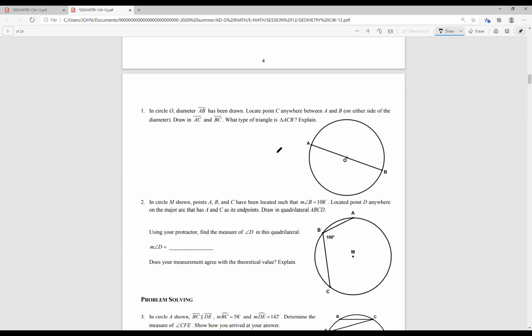Okay, what type of triangle is ACB? C is between A and B, anything. ACB. Oh, this is important too. What is this triangle? What is this triangle? Can anybody tell me about this triangle?